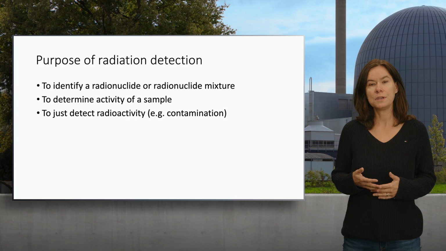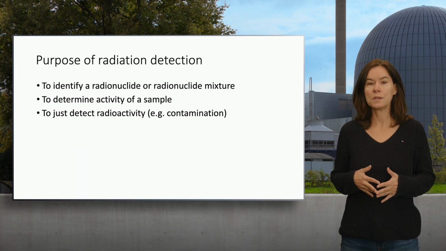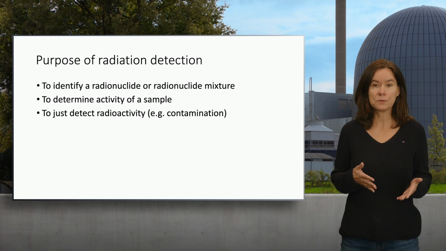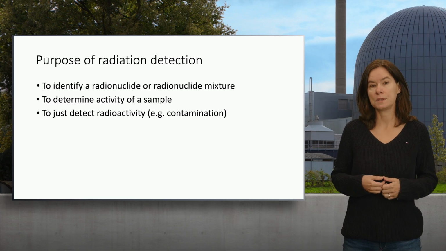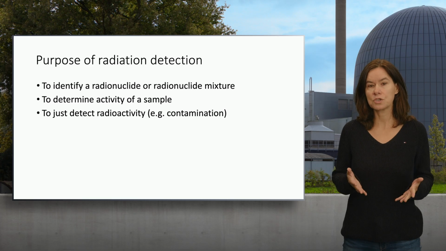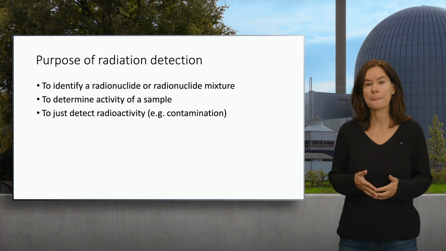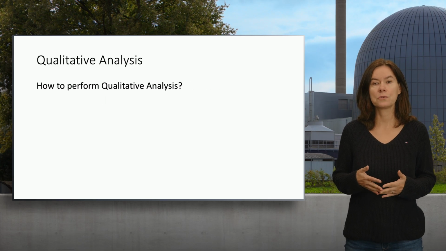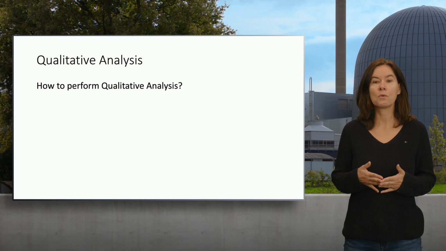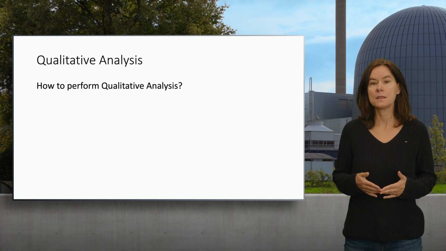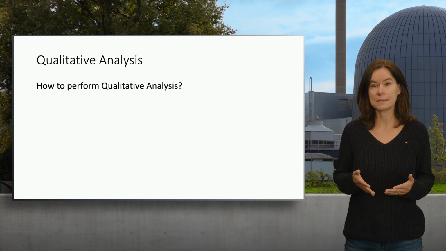But why are we actually interested in radiation detection? There are three main reasons: to identify a radionuclide or mixture of radionuclides, to determine activity in a sample, or to simply detect radioactivity, for instance, to check if an object or a person has been contaminated. In order to identify a radionuclide, we will need to perform a qualitative analysis. There are different ways to perform such an analysis.